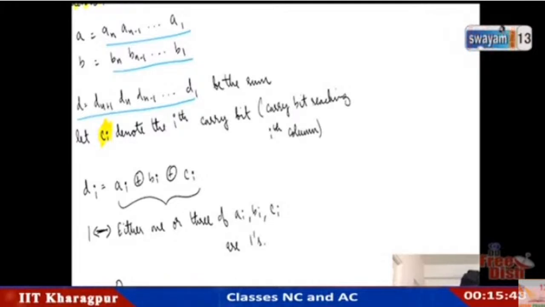Right? So again, parity function, we have already seen how to write that using a constant size circuit. So again, this is a constant size circuit. So this is straightforward.